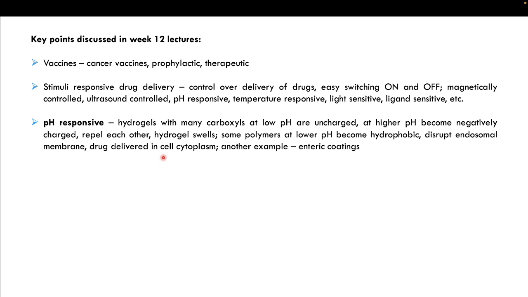That polymer has a lot of carboxyl groups. Whenever you deliver these systems through the oral route, they are definitely going to land up in the stomach, where the pH is very low. At lower pH, what happens? These carboxylic groups, which are your COOH groups, will be protonated. They will be in COOH form.